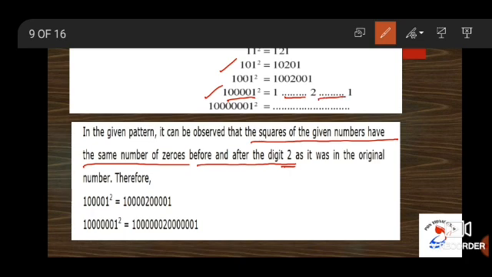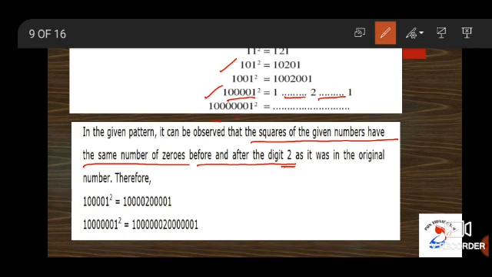So what you can observe here is, the square of the given numbers has the same number of zeros before and after the digit. So how many zeros are there? The same number of zeros you have to place. Similarly, for the next subdivision, look at the number of zeros.